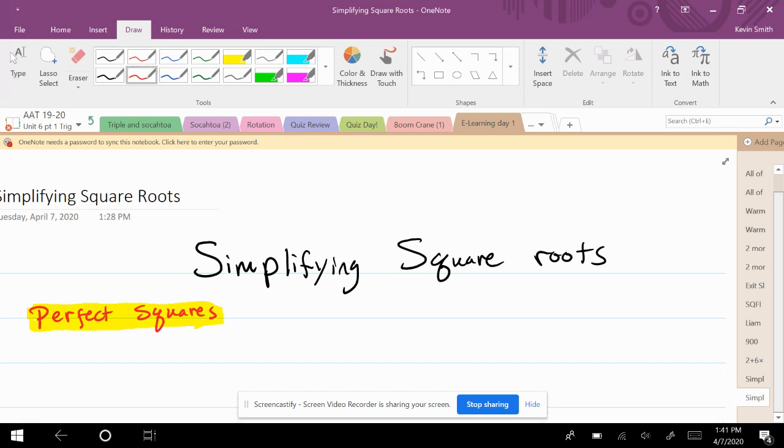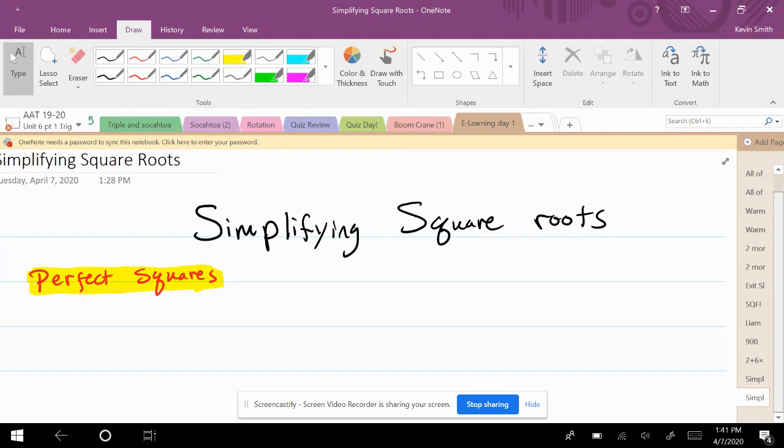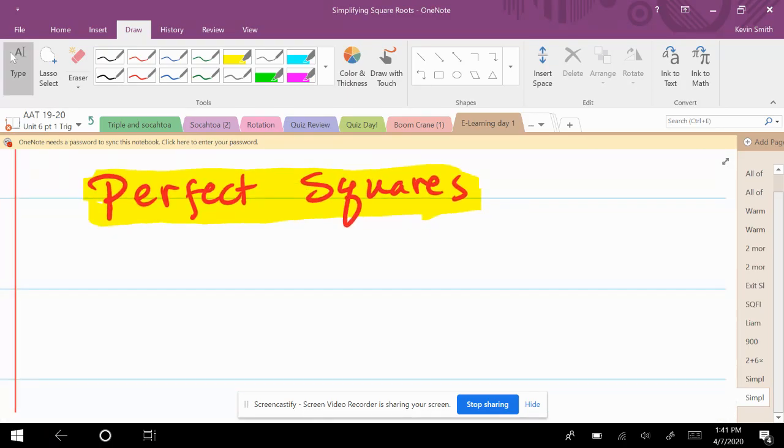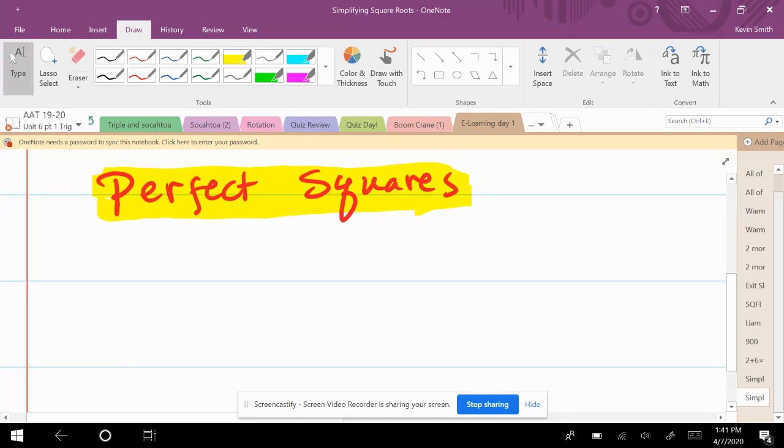Hey, Algebra ABers. I just want to recap really quickly what you guys did yesterday, which was simplifying square roots. And I think one of the most important things to understand when you're simplifying square roots is what is a perfect square.